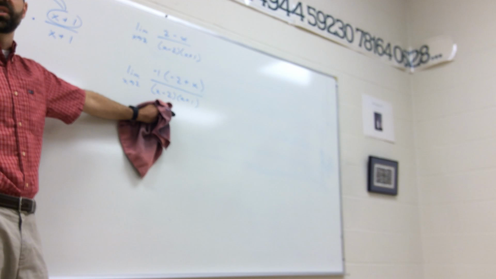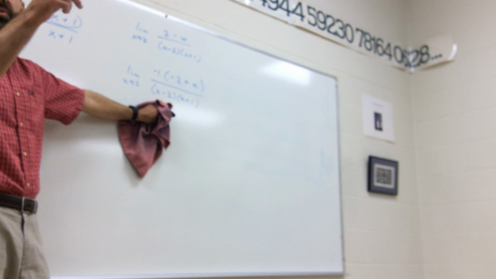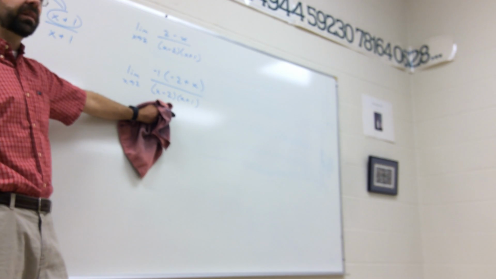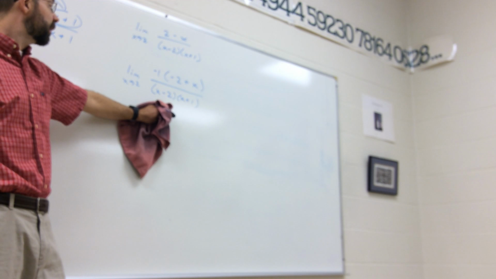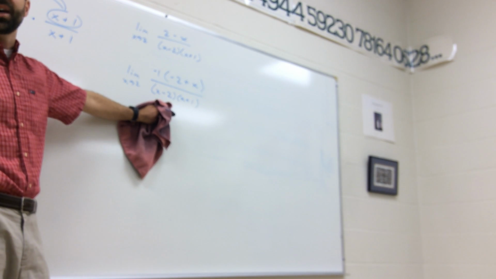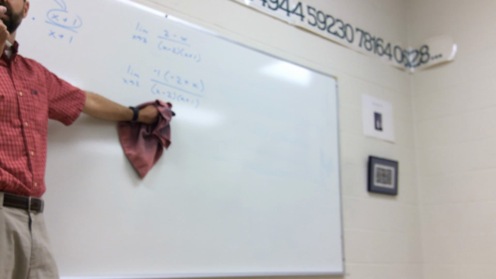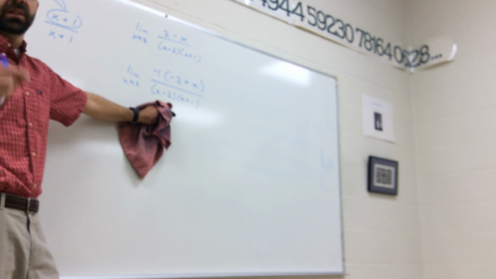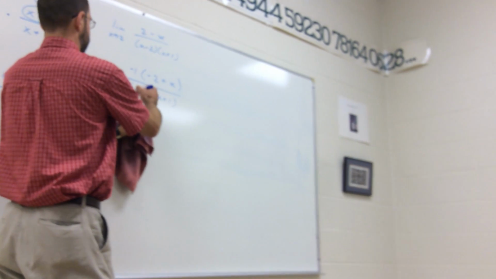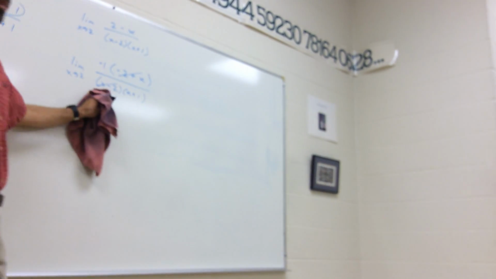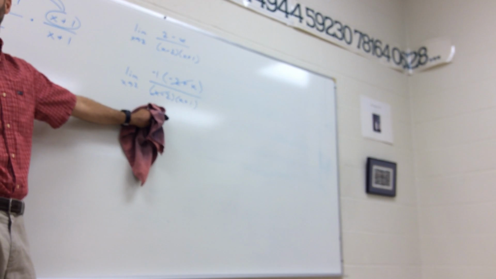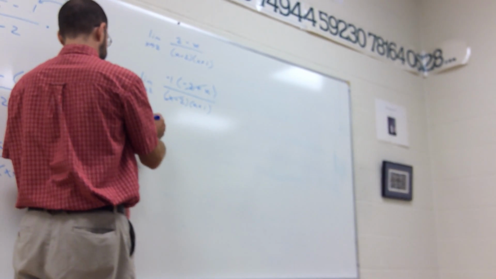That seemed like kind of a weird step. Why did I pull the -1 out? Yes, sir. What's your name? Michael. Thank you, Michael. The -2 plus x, if you swap it, it's x plus -2, which is the same as x minus 2. So now these cancel. So I've got -1 over x plus 1.